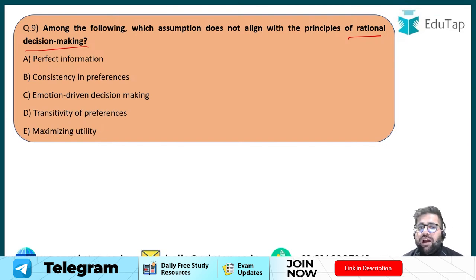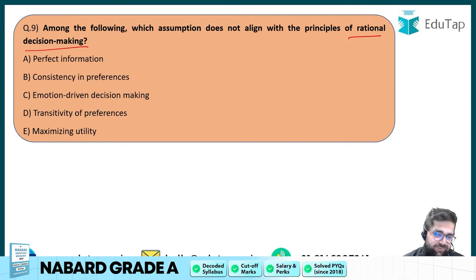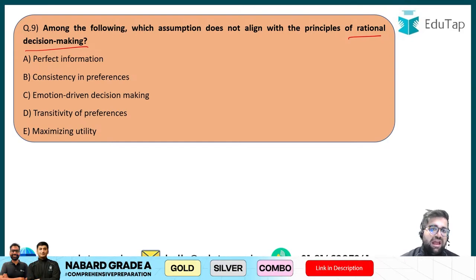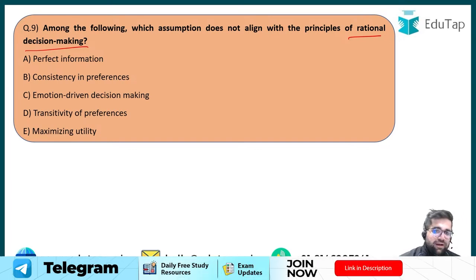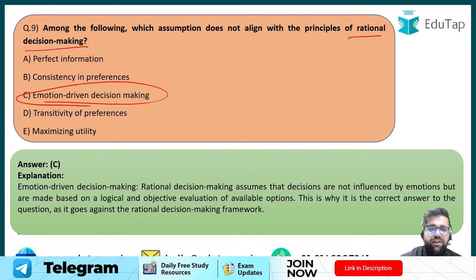So now try to address this question. Rational decisions are not made by humans because we all make mistakes, right? We all have different pressures. So what will be the answer to question number 9? Is it perfect information, consistency in preferences, emotion driven decision making, transitivity of preferences, or maximizing utility? Definitely the answer will be option C, which is emotion driven decision making.